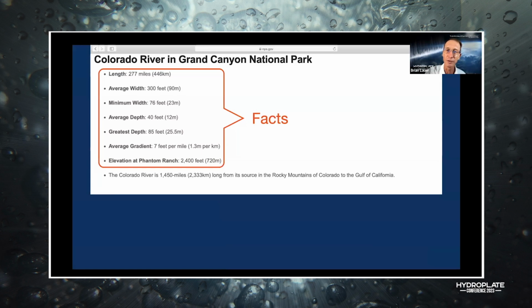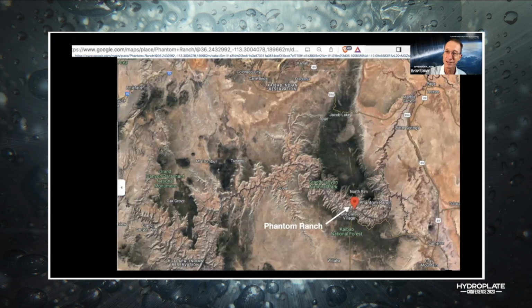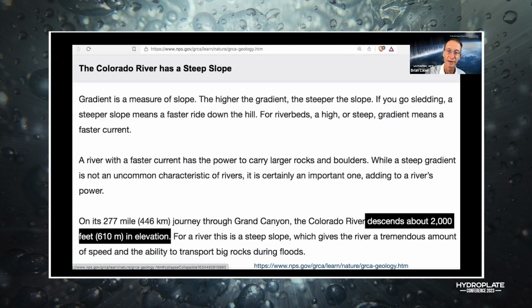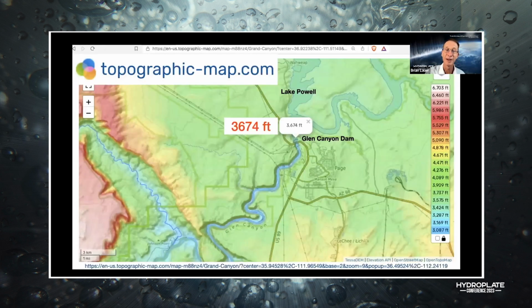And what I was looking for was what's the elevation where the river goes in, and what is it when the river flows out? And I notice here one of the facts is Phantom Ranch is at 2,400 feet. Well, where was that? That's right in the middle of the Grand Canyon. Well, that doesn't tell me what the elevation is where the river went in and where it went out. It does tell me that this is government, their website, the nps.gov, National Park Service, descends 2,000 feet. Okay, well, it still doesn't tell me what it was.